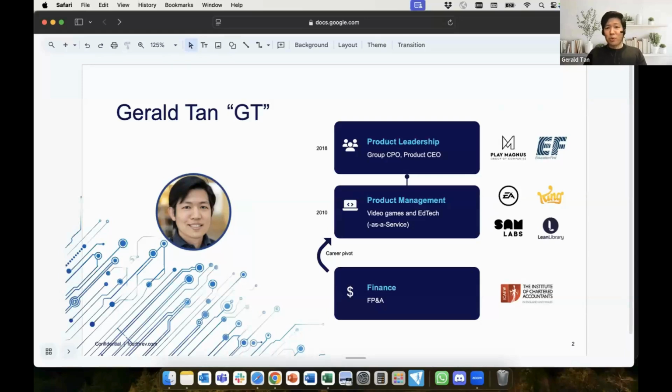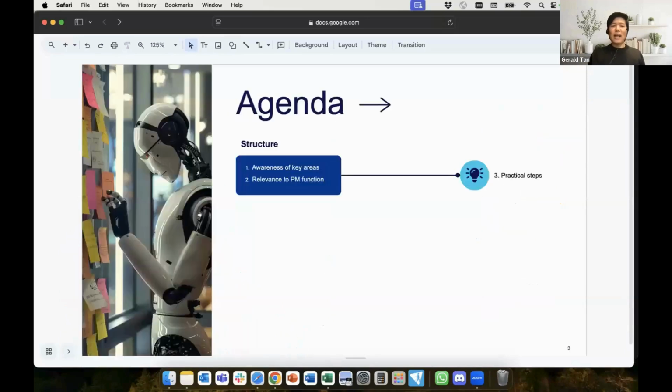Also then transitioned to more product leadership roles. So firstly, group CPO, and then obviously product CEO with two of the world's, I guess, biggest brands, one in online chess and one in education. So this is me. As I said, I'm really happy to be here, and I hope you have a really good session today. So high level, this is how the structure is going to be.